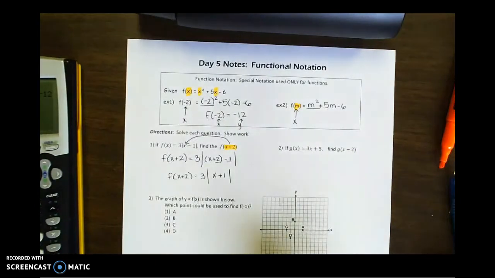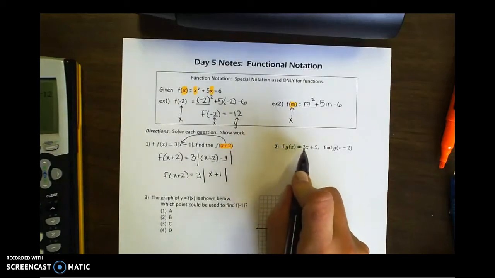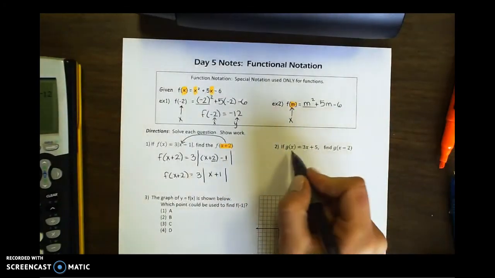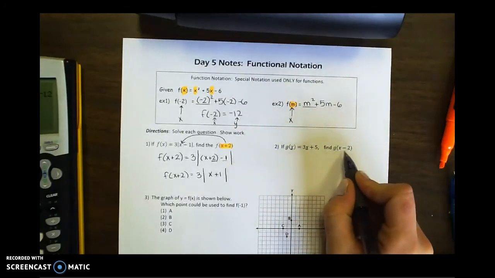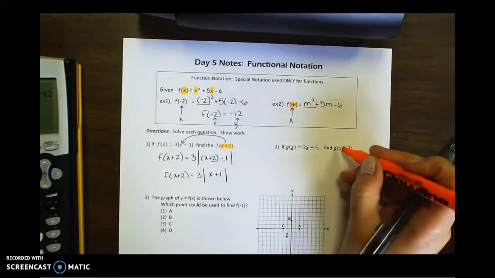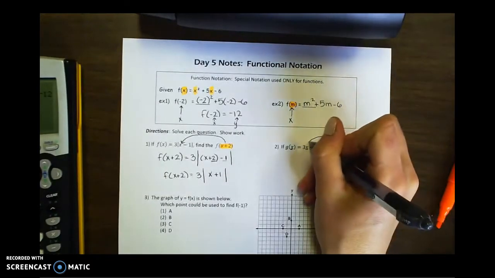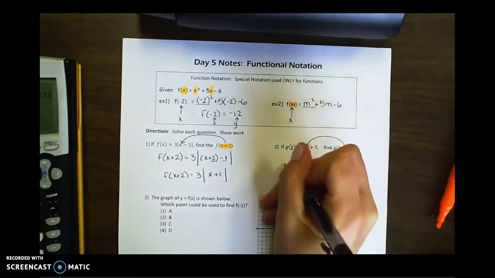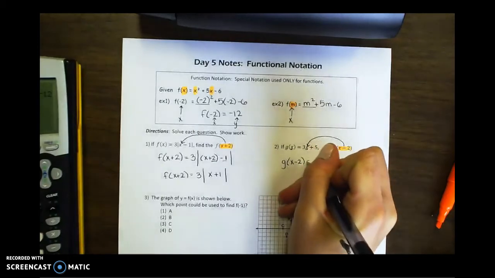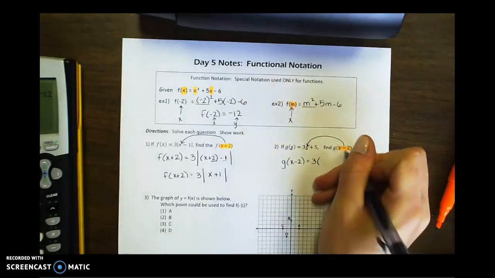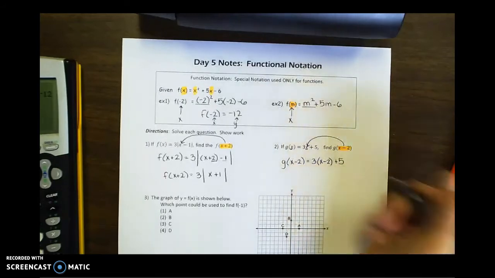Okay, let's try one more example. So if g of x equals 3x plus 5, so if I take a look, here's an x, here's an x. We want to find g of x minus 2. So here's what we're going to do. We're going to take whatever's in the parentheses, and we replace that for the x. So g of x minus 2 is equal to 3, now instead of x, I'm going to substitute in x minus 2, plus 5.